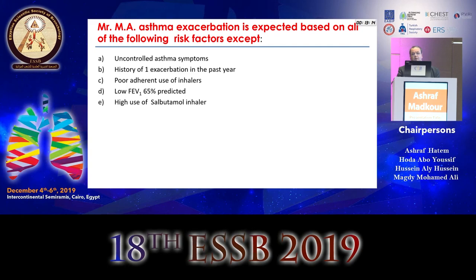طيب الازمه اكسسربيشن از اكسبكتد ليه؟ العيان ده انا اكسبكتد على ان هو عنده ازمه اكسسربيشن بيزد اون اول اوف ذا فولوينج ريسك فاكتورز. ليه انا العيان ده اكسبكتنج ان هو عنده ازمه اكسسربيشن؟ هل هو عشان عنده ان كنترولد سيمتومز ولا عنده هيستوري اوف اكسسربيشن في الباست يير ولا بور ادرنت يوز اوف انهيلر ولا لو اف اي في 1 65% of predicted ولا high use of salbutamol؟ خلي بالكم ان هو الاجابه اكس اكسبت.